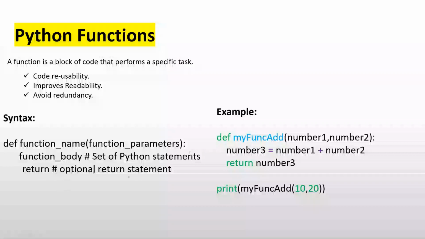Simple. As an example, I have defined a function myfunc_add that takes two arguments, number 1 and number 2. As a body, I am adding these two numbers and saving the result in a variable number 3, which is not accessible outside function myfunc_add. Finally, we return from the function with the value of number 3. To call the function, we call myfunc_add with two arguments 10 and 20, and then we get the result as 30.